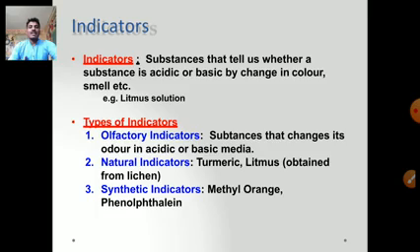And next one is natural indicators. For example, turmeric or litmus, which is obtained from lichen. Third one is synthetic indicators. For example, methyl orange or phenolphthalein indicators. So these are the examples of the indicators.